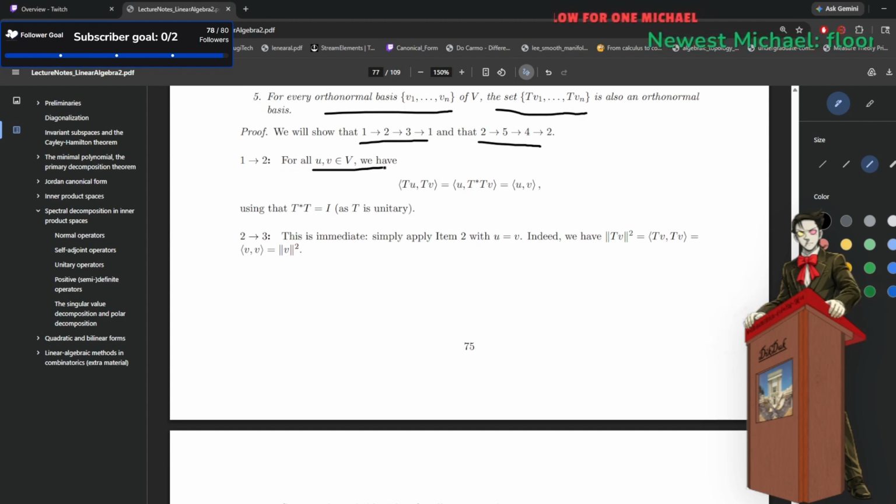For all u, v in V, we have that <Tu,Tv> is equal to <T*Tu,v>. You see the self-adjointness? The identity gives <u,v>. Pretty straightforward, by unitariness.